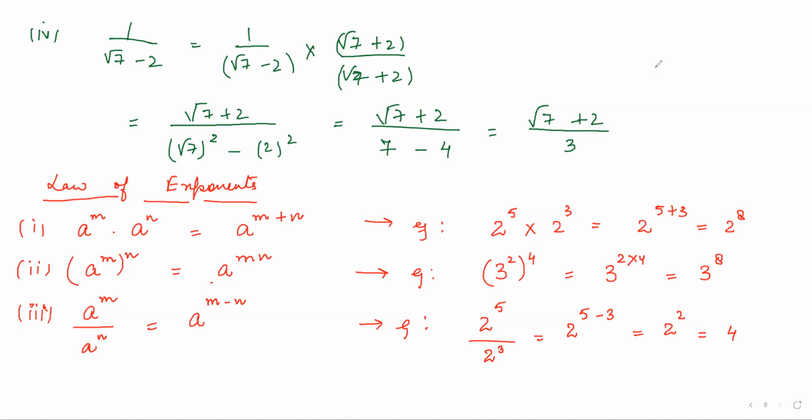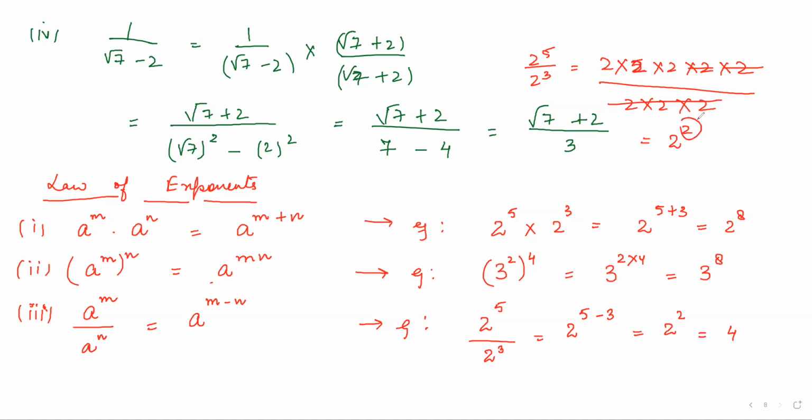Okay, now why subtraction? See, for example, I have this 2 to the power 5 as I have taken divided by 2 to the power 3, right? So 2 to the power 5 means 2 is multiplied 5 times. And then you have 2 into 2 into 2. So basically three 2s will get cancelled out. So you are only left with 2 to the power 2. And what is this 2? 2 is actually 5 minus 3, that you can see.